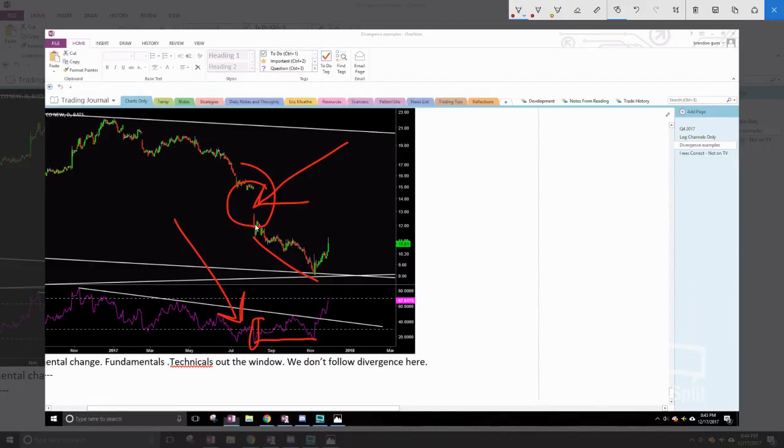I won't claim to be an expert. I'm just hosting this seminar because I do use divergence in my trading, but I hope that makes sense. Don't trade divergence that you see that is made off of gaps in the chart.